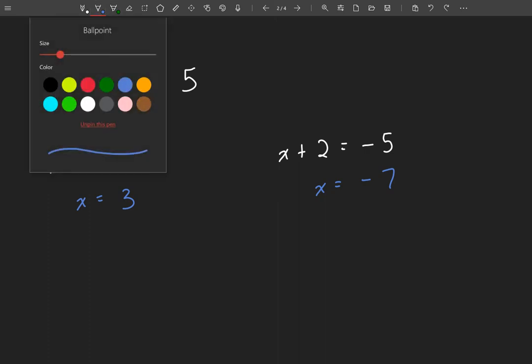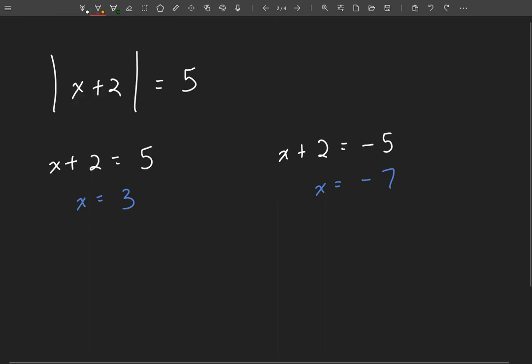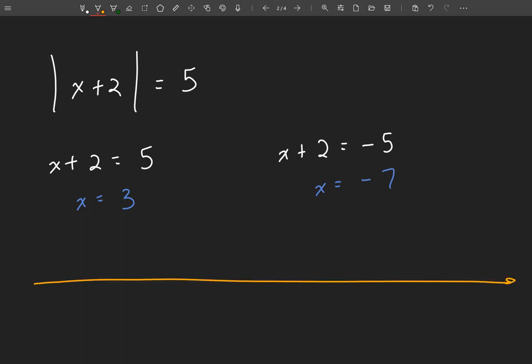What about visually? I'd like to show you real quick what that looks like on the number line. What does this mean? Because, we talked about how the absolute value really means a distance, right, from 0. So what I'd like to do is show you what that means and what does it mean to have an equation like this. 1, 2, 3, 4, 5, 6, 7. 1, 2, 3, 4, 5, 6, 7.